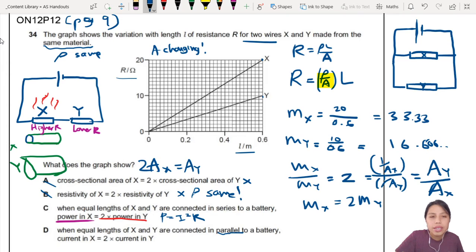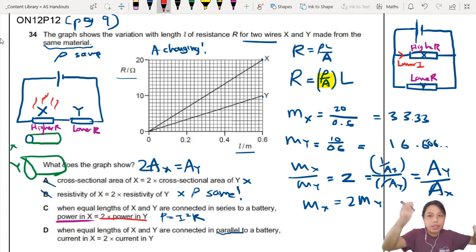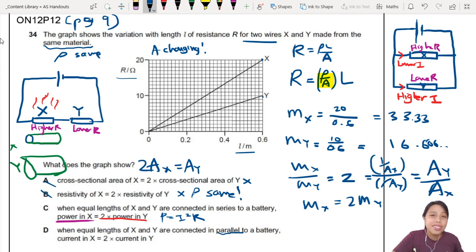Oh, current. We need to think of that now. So just now we already said X has higher R, Y has lower R. So current how? That means the higher resistance one will have lower current. Because with more resistance, there's not as much current going through there. But the one with lower R will have a higher current through it. Probably, as you can guess, it's 2 times. This is the cheating way if you don't want to calculate everything one by one.